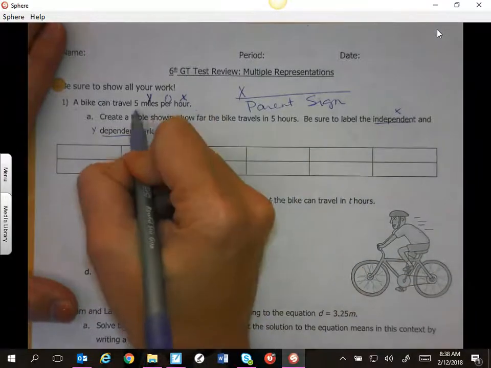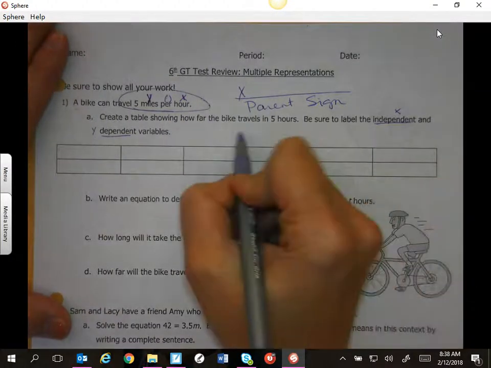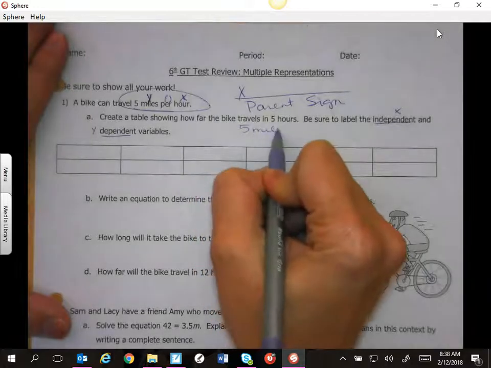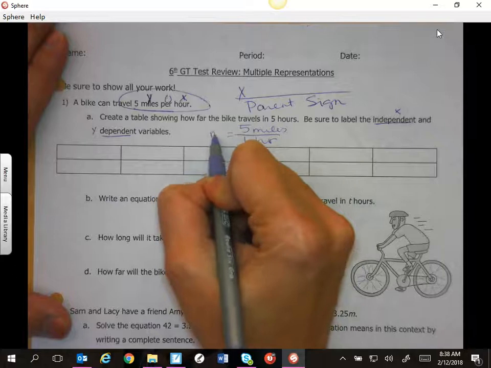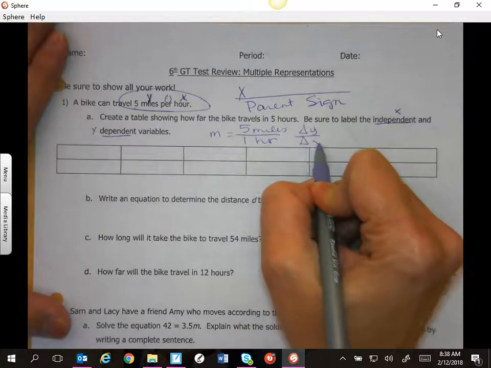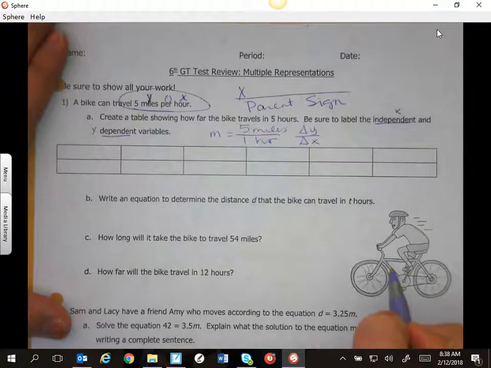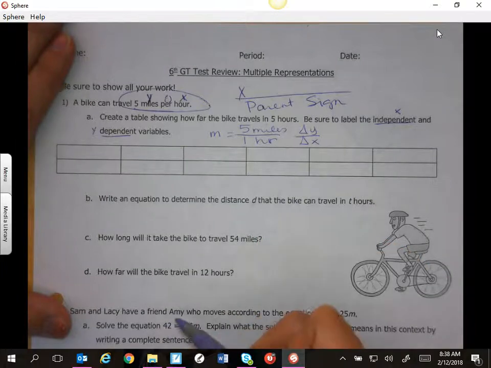Also, I want you to look at this. When you see that, you can see that we could even write 5 miles every 1 hour. And this is actually our m, our slope, our rate of change, because that is how our y's are changing every x. So we need to make sure that in our table, we label our independent and dependent.